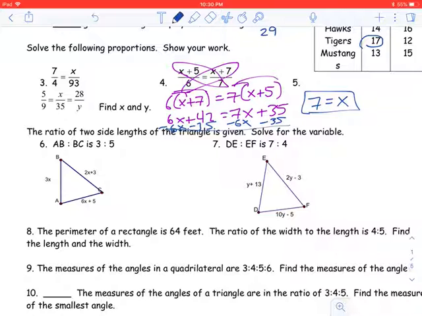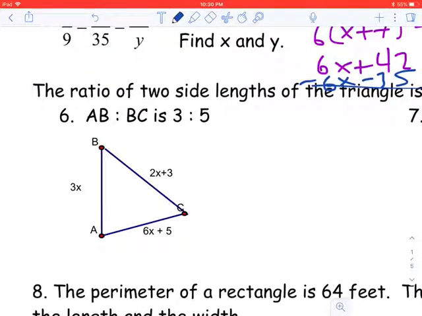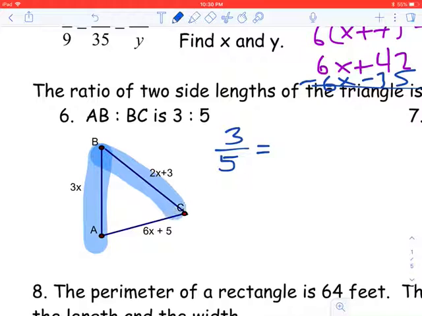So the ratio of 2 side lengths of the triangle is given. AB to BC is 3 to 5. So 3 over 5 is AB to BC. So it's going to be 3x over 2x plus 3.